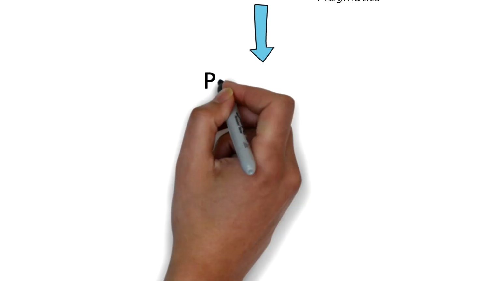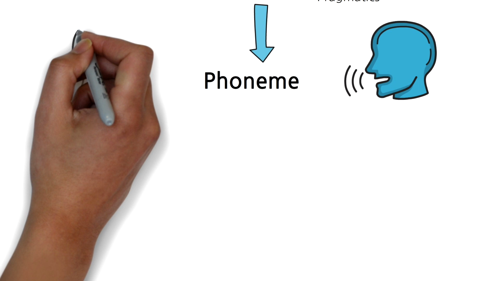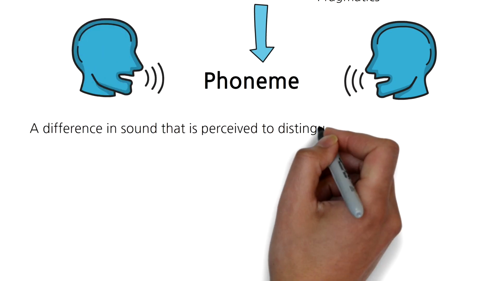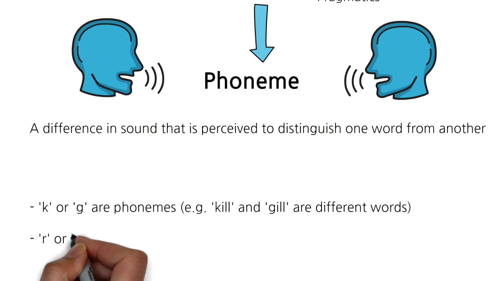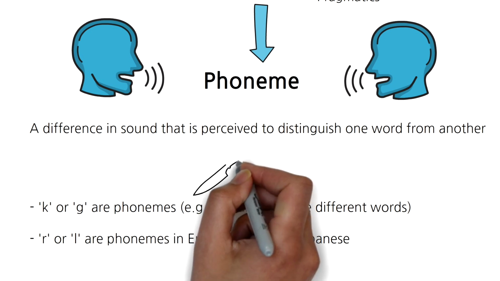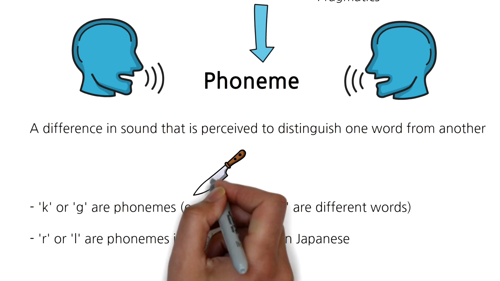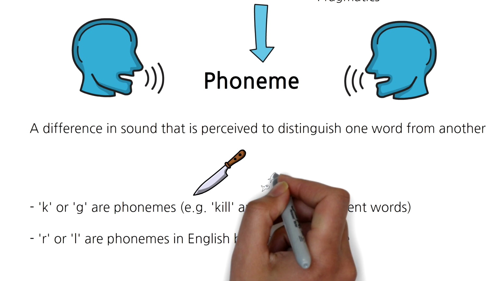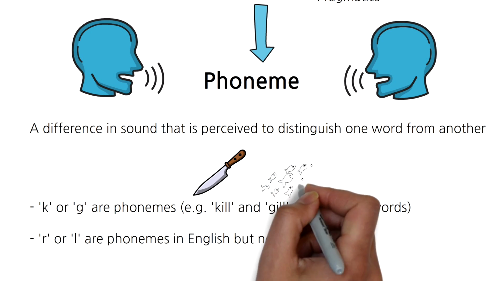So let's start by looking at phonological development. What is a phoneme? A phoneme is a difference in sound perceived by the speakers of a particular language as discrete and distinguishing one word from another. The letters K and G are phonemes, so kill and gill are different words. There are differences across cultures, so for example, R and L are phonemes in English but not in Japanese.